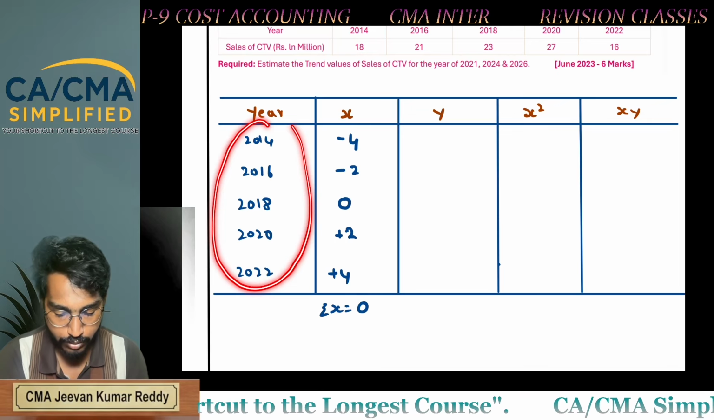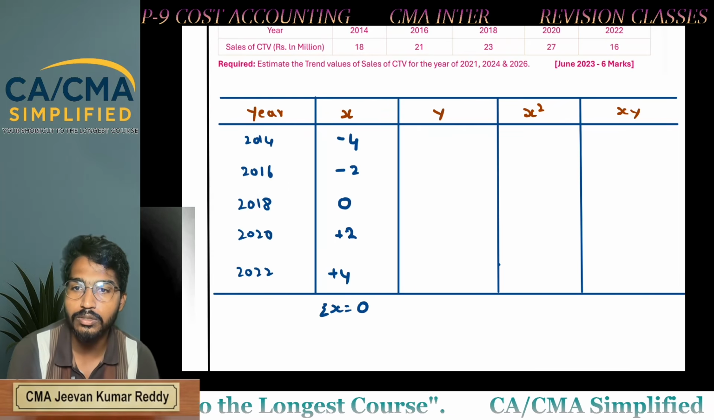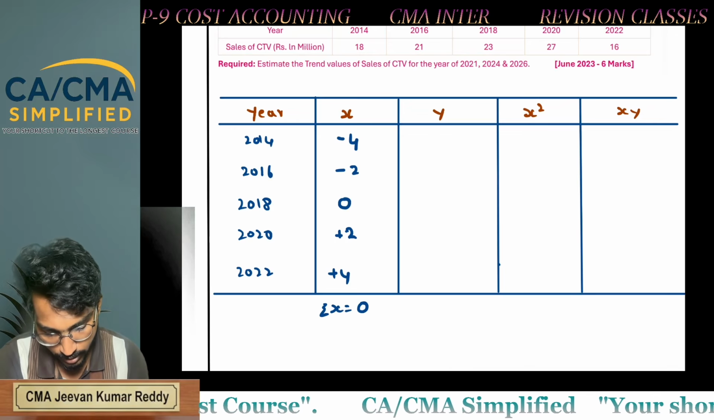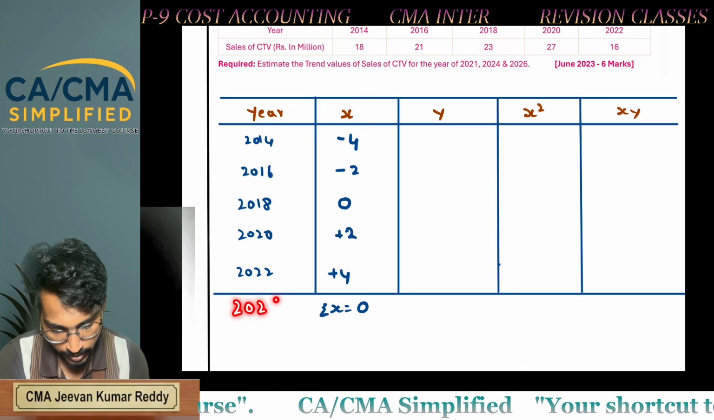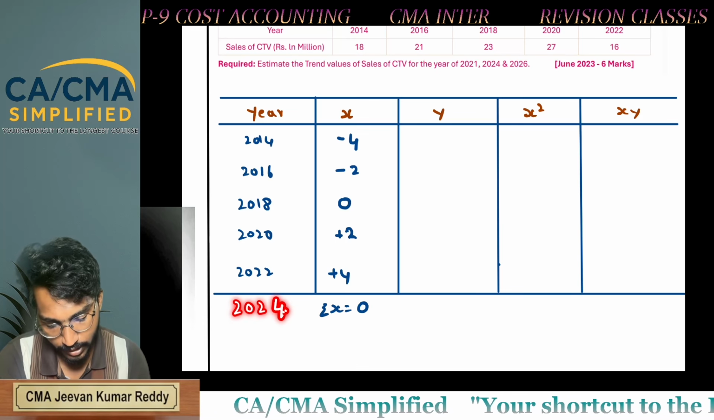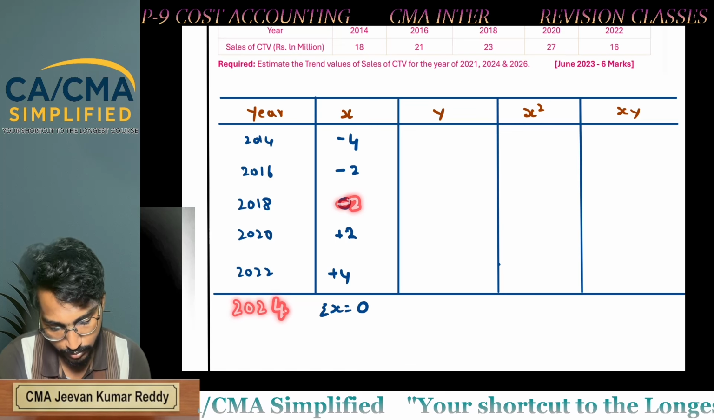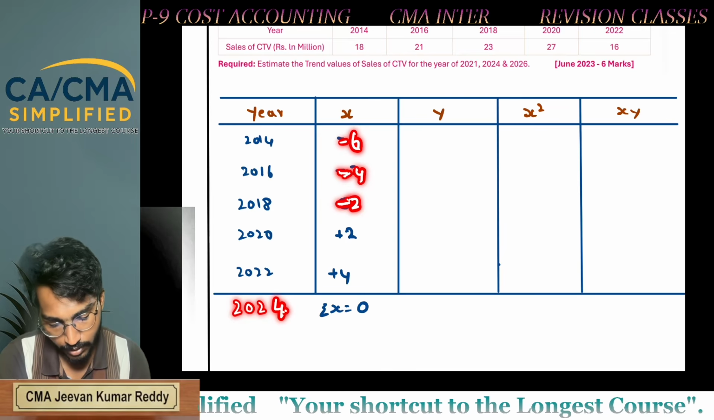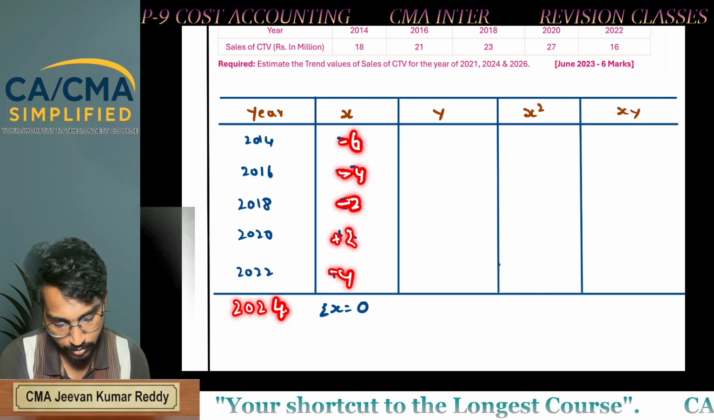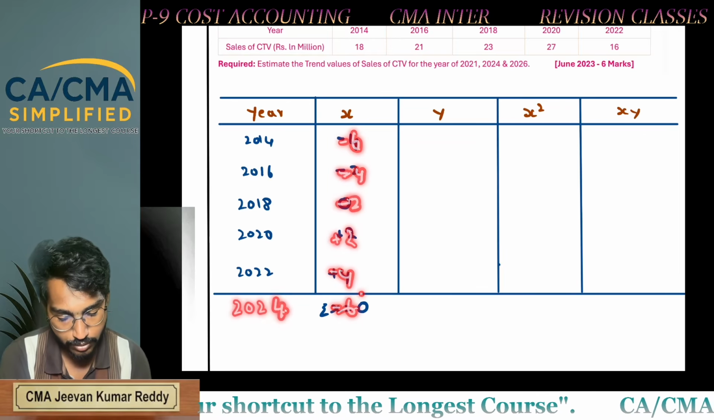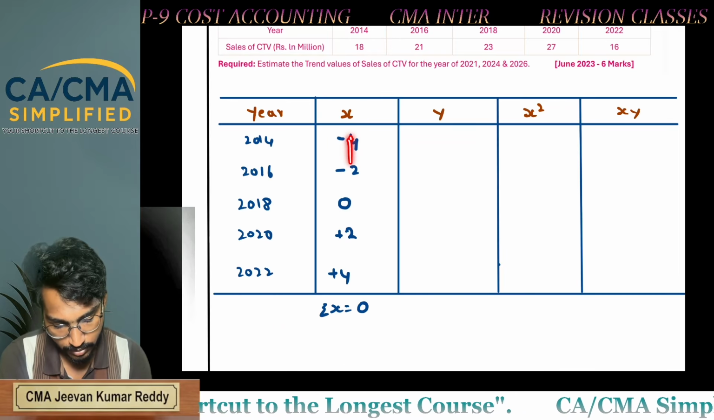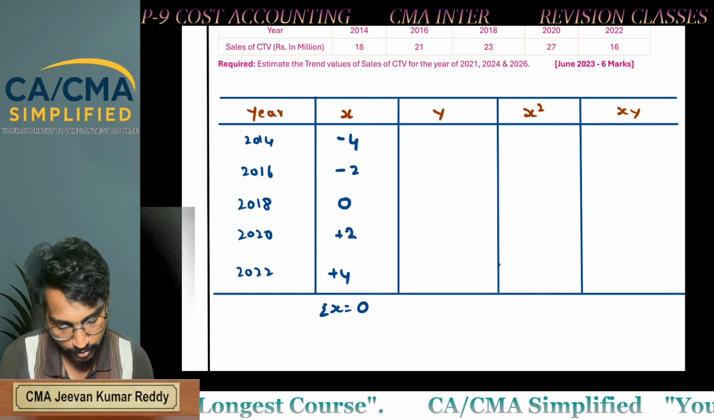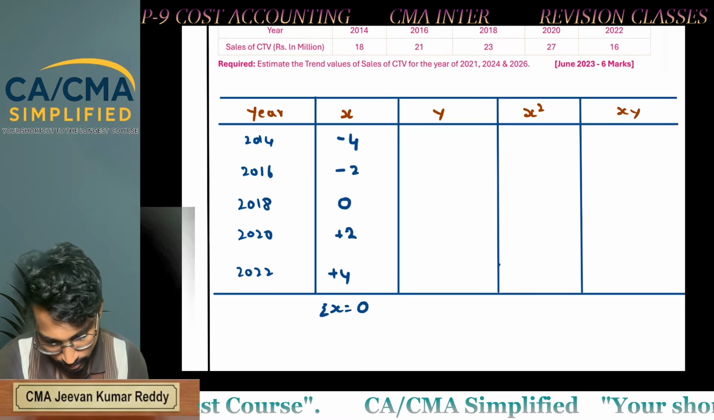Sir, what do we need to do if the number of years is not odd, if it is even? Then take it like this. For example, here 2024 is given, then take -2, -4, -6, +2, +4, +6. But always make sure that the gap between these deviations must be the same for all.